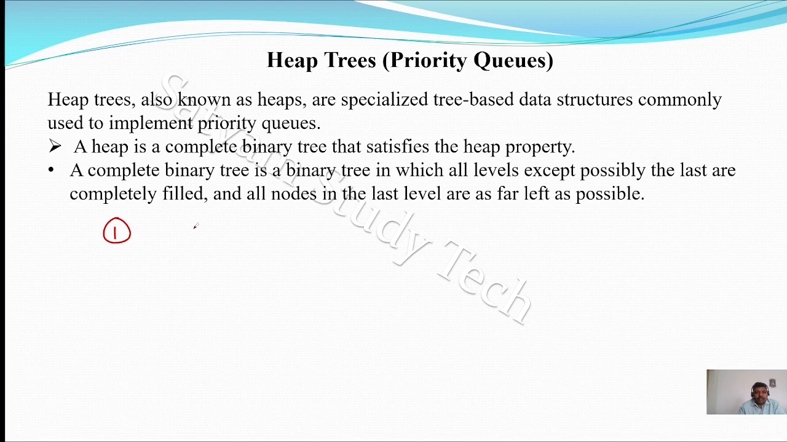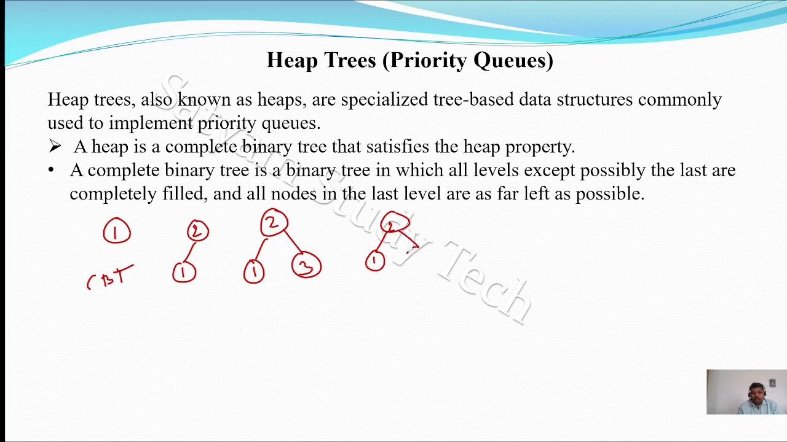This is a complete binary tree. It is also a complete binary tree. Now here it is 1, for example 3, it is also a complete binary tree. 2, 1, 4, 8, it is also a complete binary tree. But here you can see 2, here 1, it is not a complete binary tree.